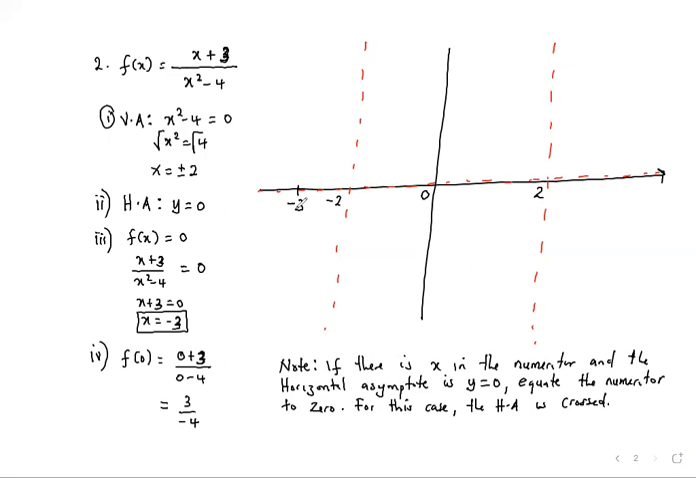So we check what happens when x is equal to, say, minus 4. So what will be f of minus 4? We want to see where it's coming from. So f of minus 4 is going to be minus 4 plus 3 over 16 minus 4. This is minus 1 over 12. So it's coming from down. Okay, so meaning that it's negative, so this is going to be a graph of this kind.